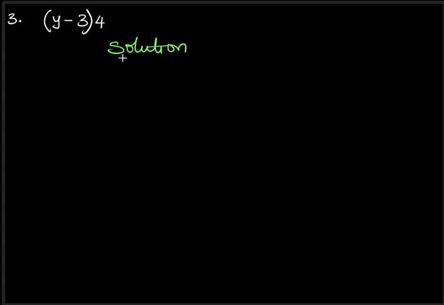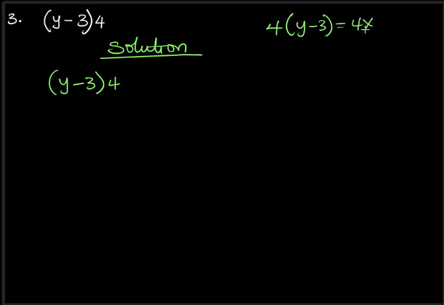This is another important part you need to see. y minus 3 bracket 4. Now what do we have here? This is like saying, the first one, if we add 4 bracket y minus 3, that's the same thing as saying 4 times bracket y minus 3.